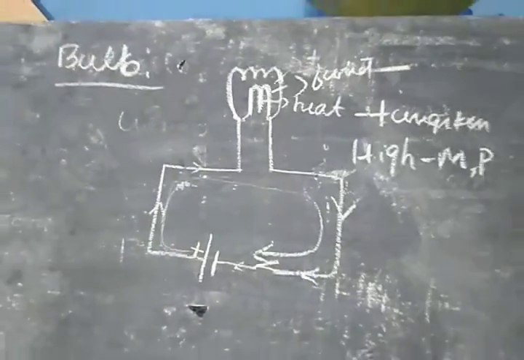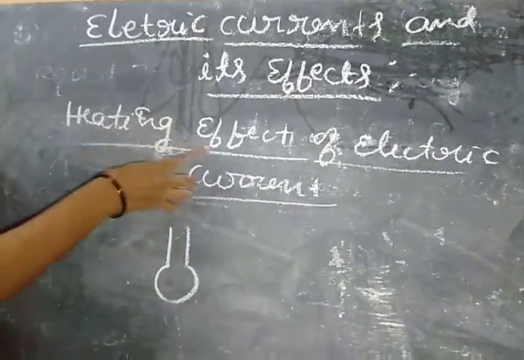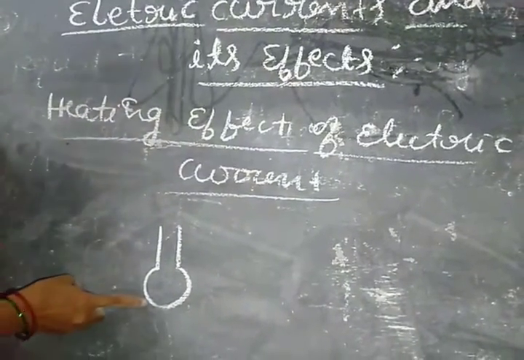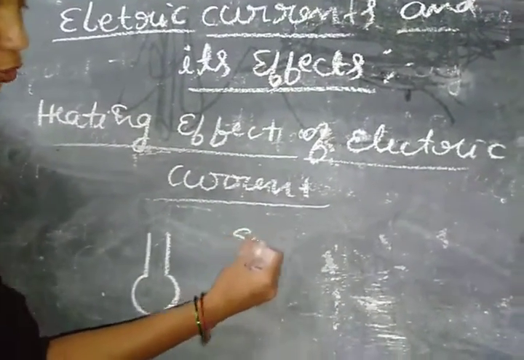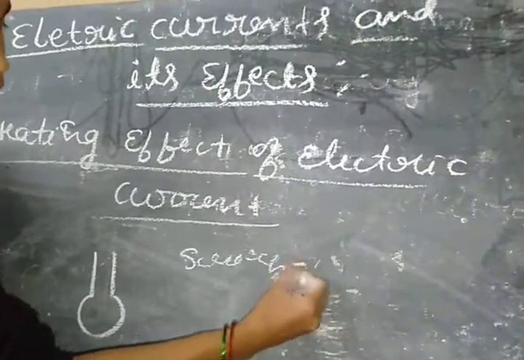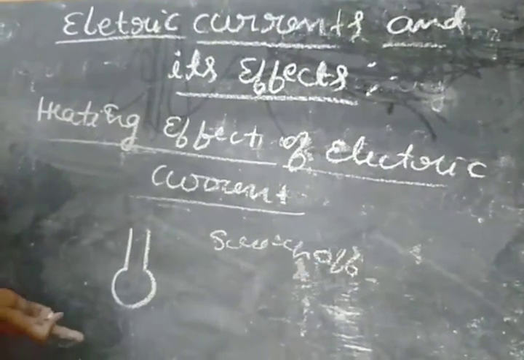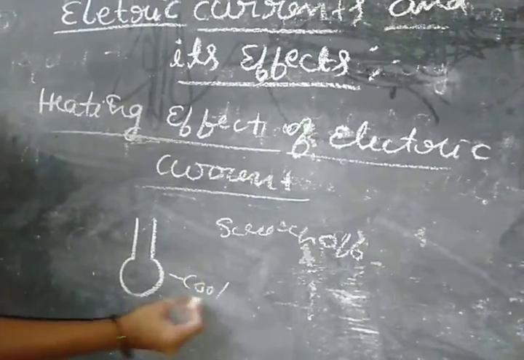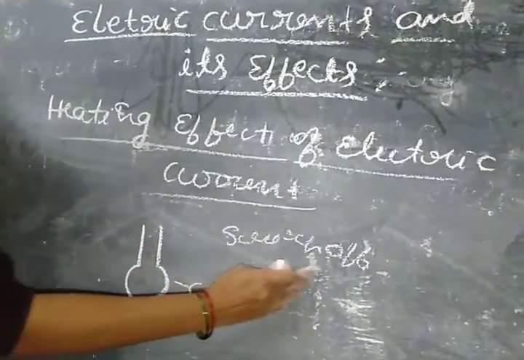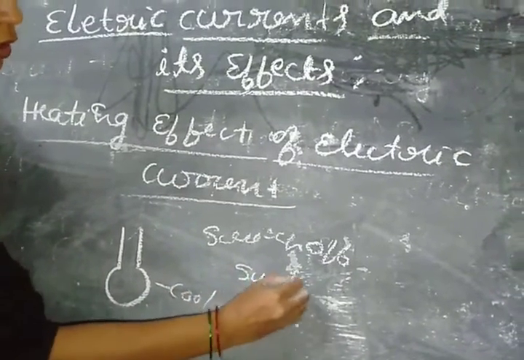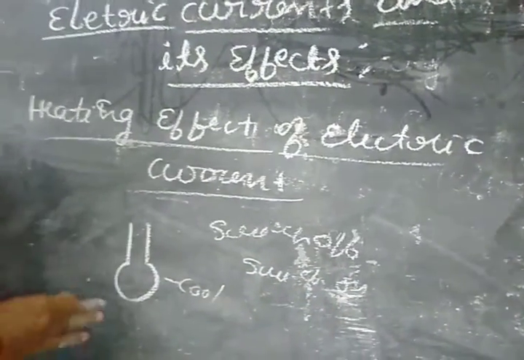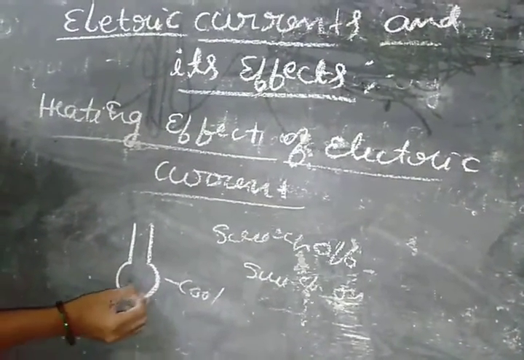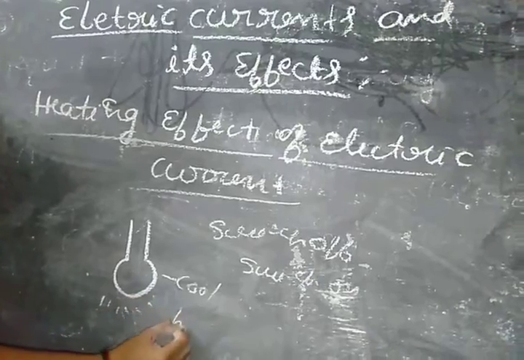Okay, pause. So next one is heating effect of electric current. So what is heating effect of electric current? See here, this is the bulb. When your switch is off, you take your hand nearer to this bulb, so you feel cool. Do you feel cool? Yes. So when your switch is on, after a few seconds or few minutes, take your hand nearer to this bulb, you feel hot.